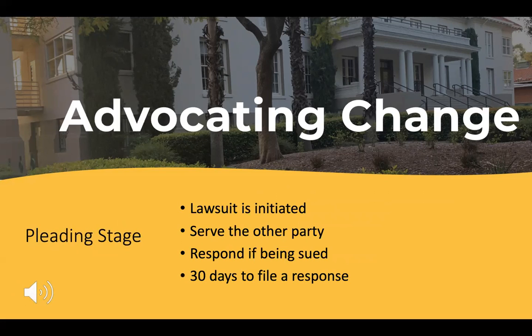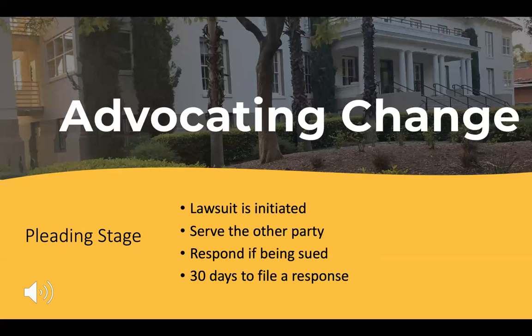Then the pleading stage: filing a complaint or responding to a complaint. This is where the lawsuit is initiated by way of filing a complaint with the court, which outlines the claims against the party being sued. Once you file a complaint, you must also serve the other party that you are suing, or if they are represented by an attorney, then you should serve their attorney.